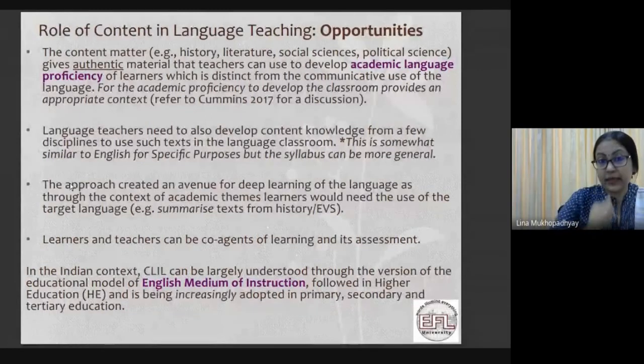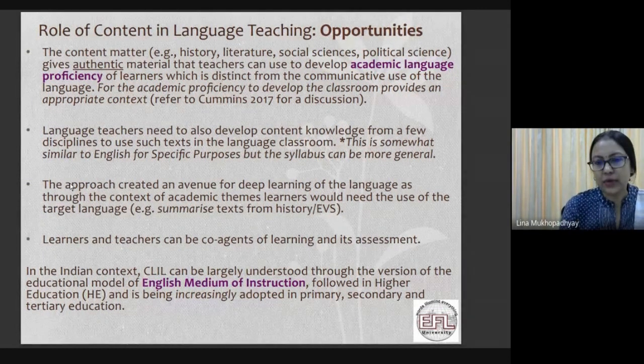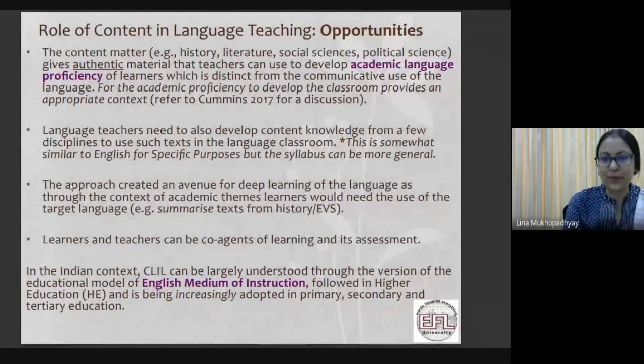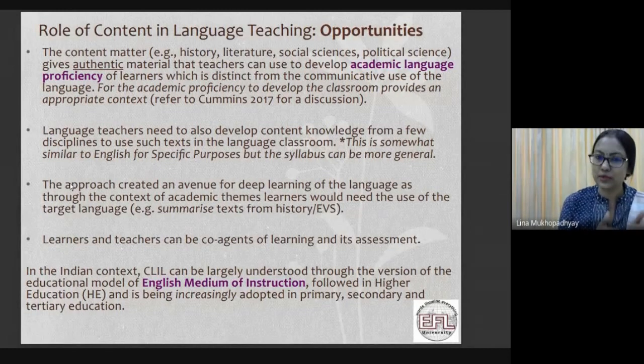So the approach creates an avenue for deep learning of the language, because the learners would revisit the learning of the language across different classrooms, which would be available as content subjects, right? And they would learn to develop their language skills, for example, summarize texts from history lessons or EVS lessons. So what it means, in a very simple manner, is that the language teacher uses a lot of academic content in his or her class, and likewise, the content teacher uses some language features in their class to see the development of the content knowledge as well as language knowledge. So that is the challenge.